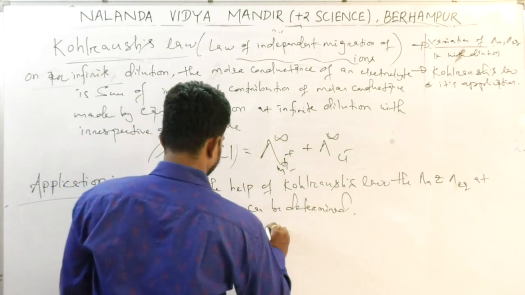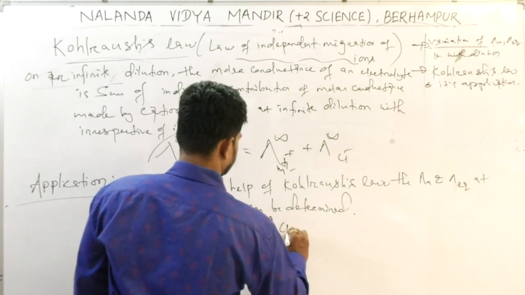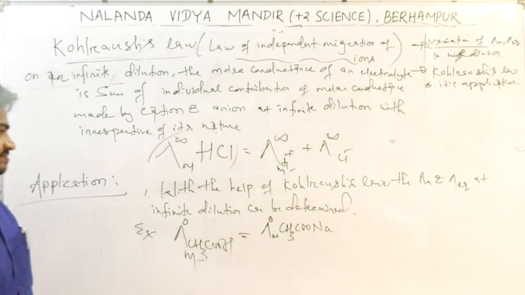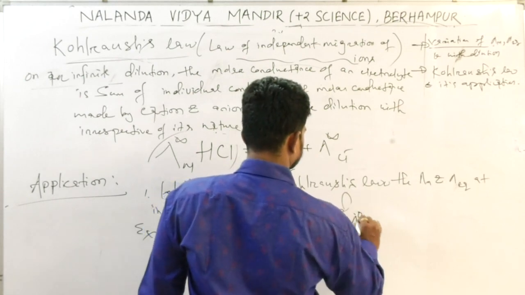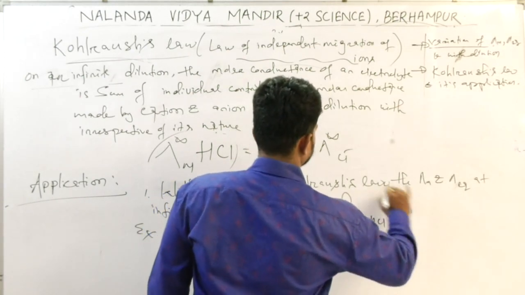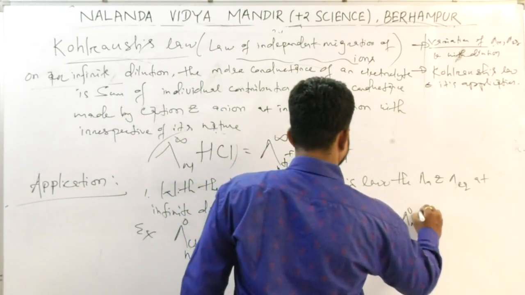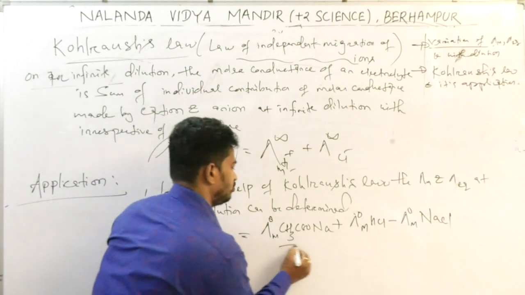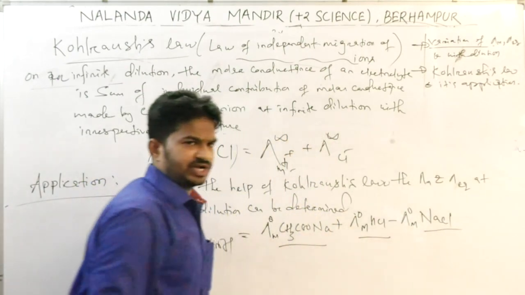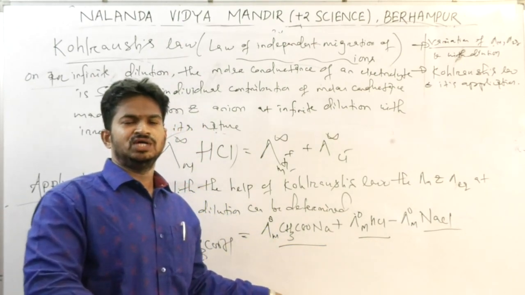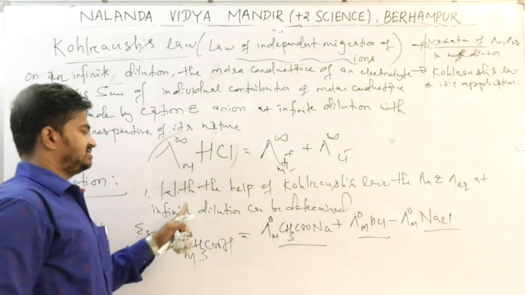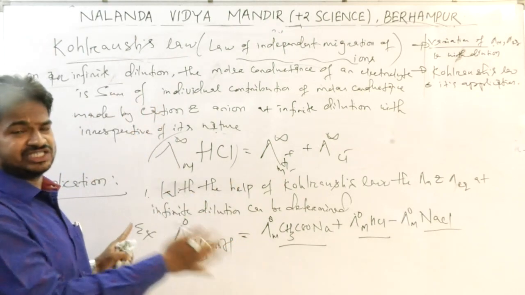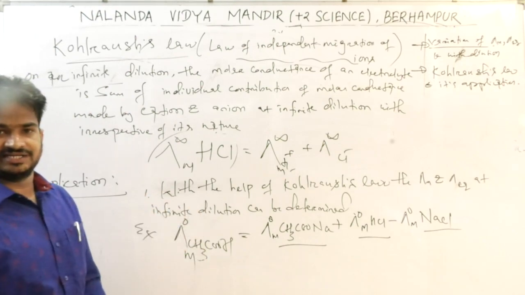Example, sodium acetate, that is CH3COONa, plus HCl, minus the limiting molar conductance of NaCl. So by taking three strong electrolytes, sodium acetate, hydrochloric acid and sodium chloride, we can determine the molar conductance of the weak electrolyte. That is the main contribution made by Kohlrausch law for determining the conductance of a weak electrolyte.